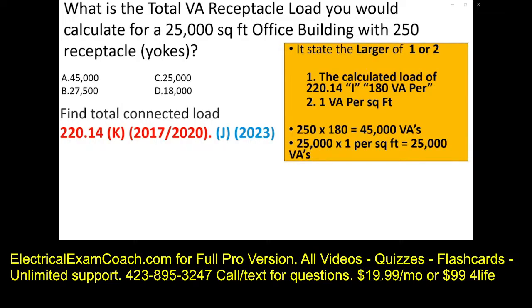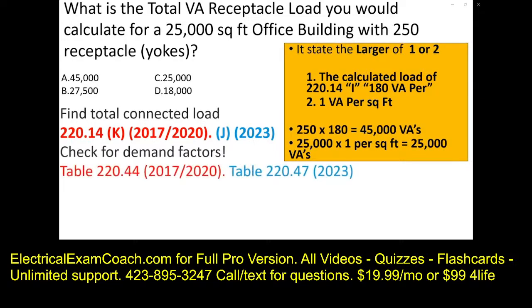Part 2 says we need to take it at 1 VA per square foot. So we take 25,000 square foot multiplied by 1. That equals 25,000 VA. That portion of the calculation we're done, but that first part, there is a demand factor that applies to it. So we check for demand factors.